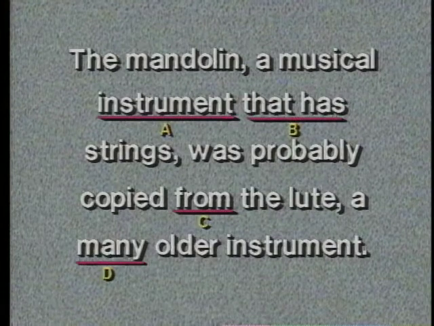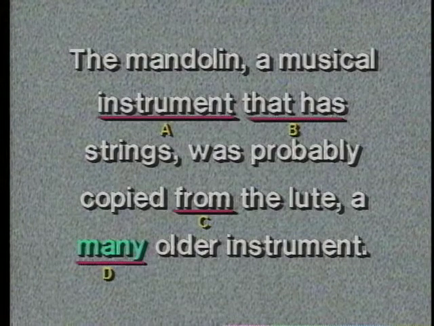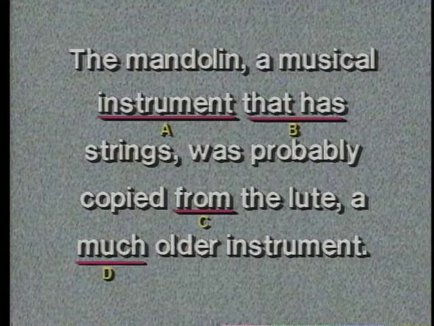The mistake in this sentence is in choice D. It should read, "The mandolin, a musical instrument that has strings, was probably copied from the lute, a much older instrument." The ability to find mistakes in written sentences is an essential skill. When you must write a paper or report under time pressure to meet a deadline, you need to be able to write quickly. You will not have much time to check your writing. If you master the skill of recognizing errors, your writing can be corrected quickly.